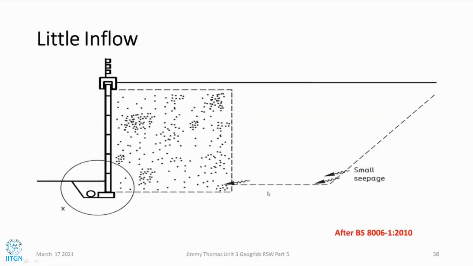This is taken from the BS code. Normally they give two or three situations. First, the seepage is less and the groundwater table is not there. If some small seepage comes, there is no need for any special drainage. That means the reinforced soil block itself, because it has reasonably good permeability, will be able to let any water entering flow through and go to the drainage outside. Nothing extra needs to be done.